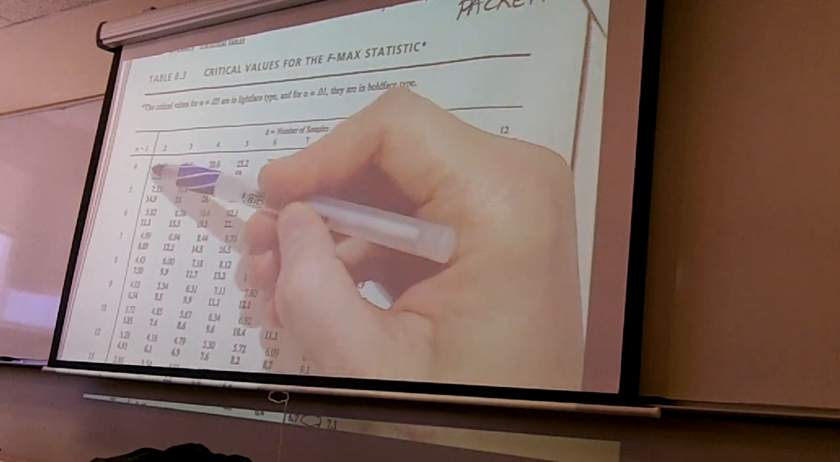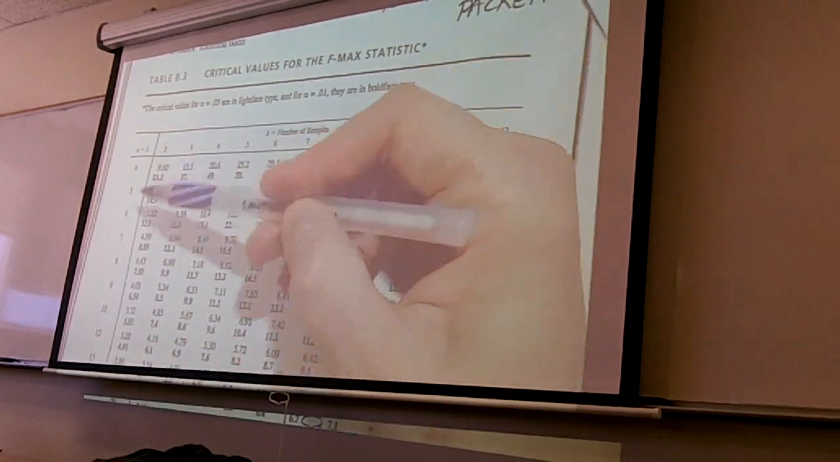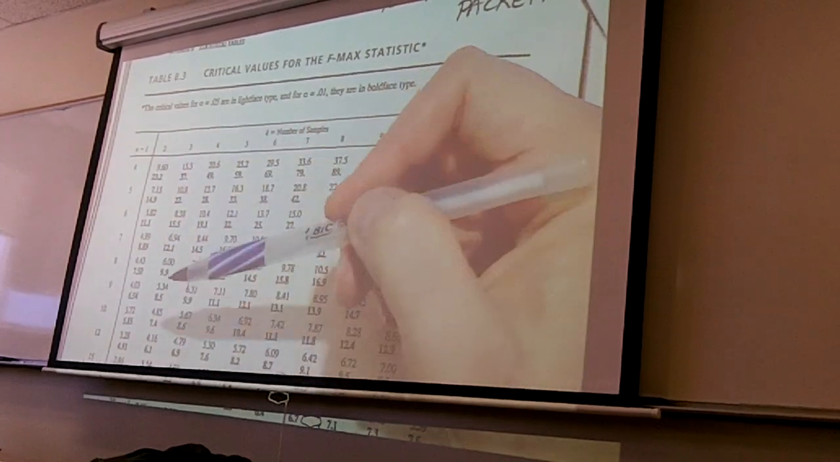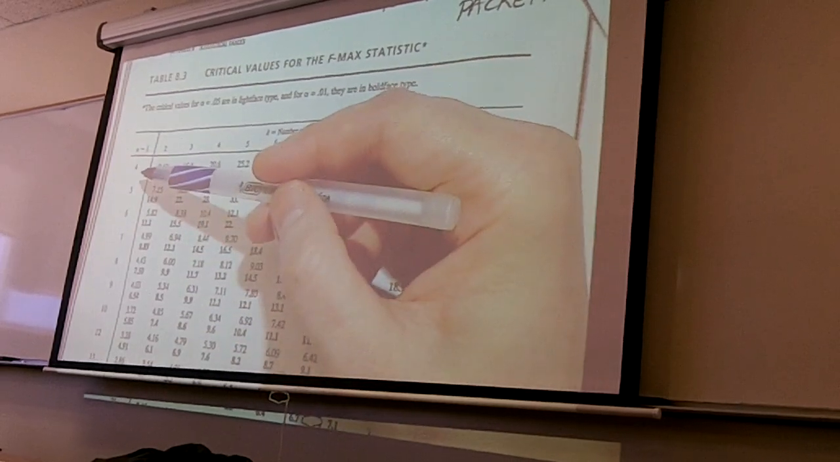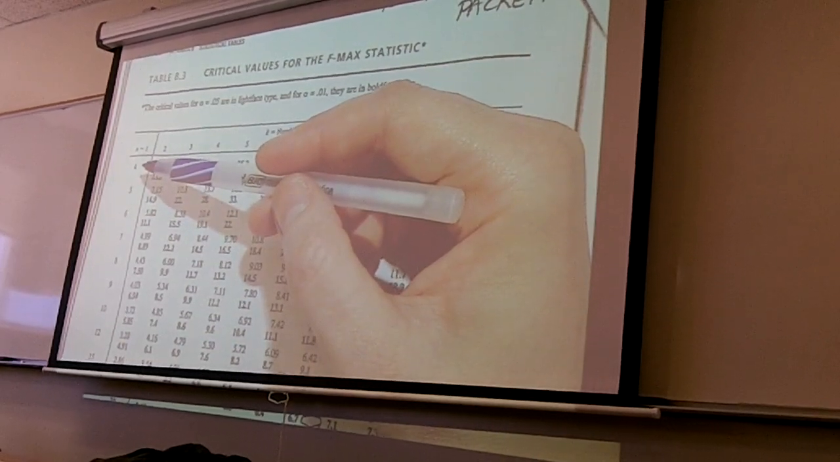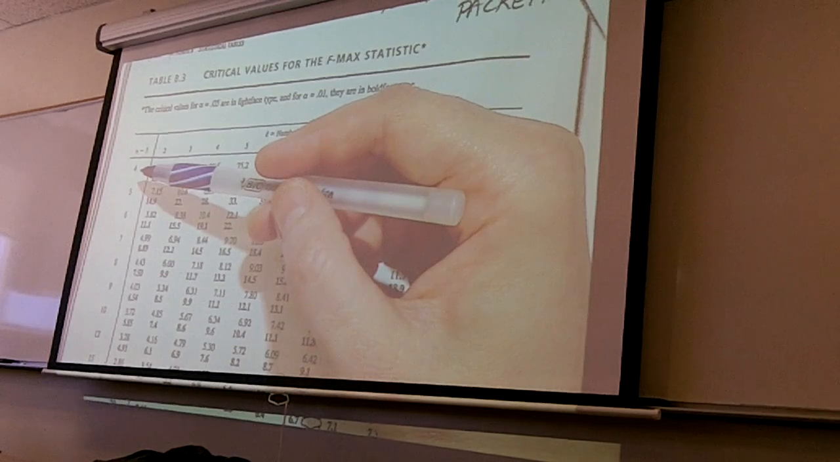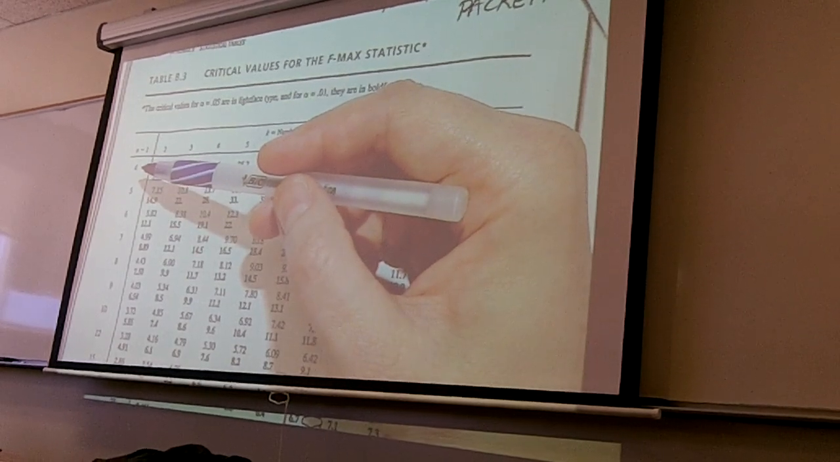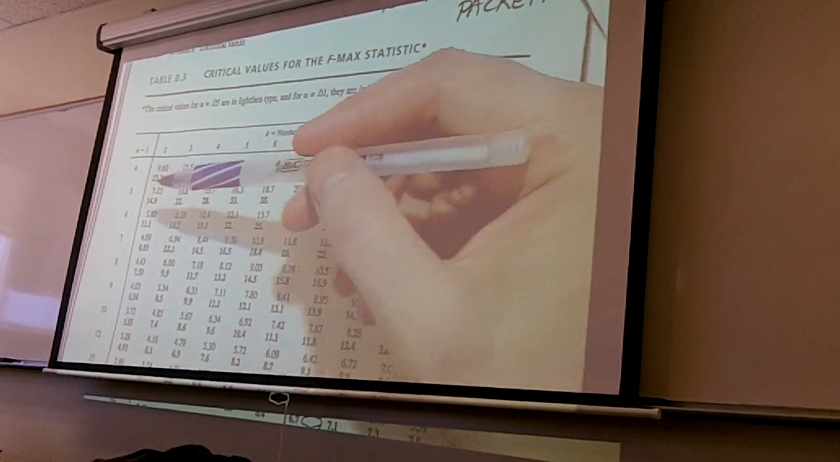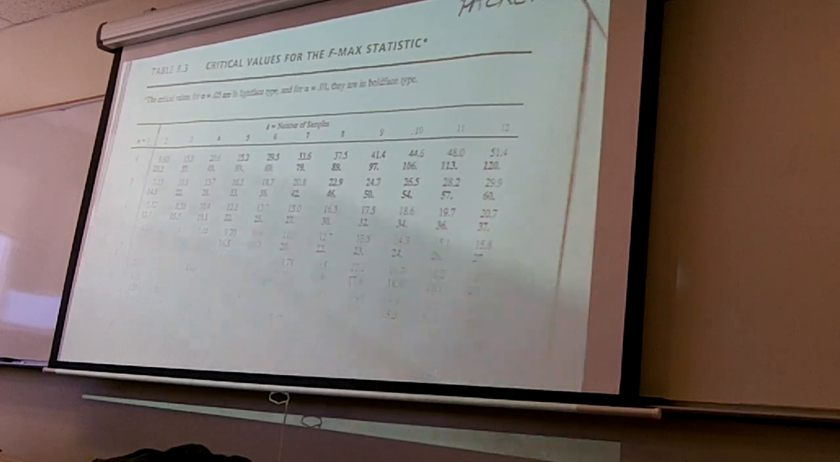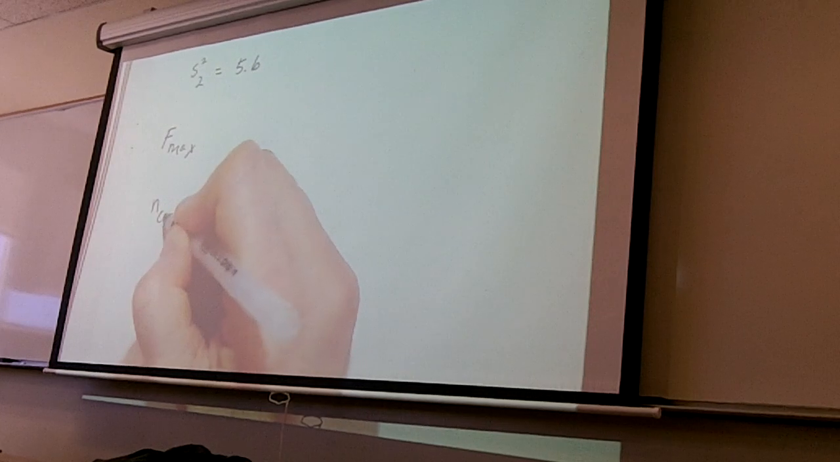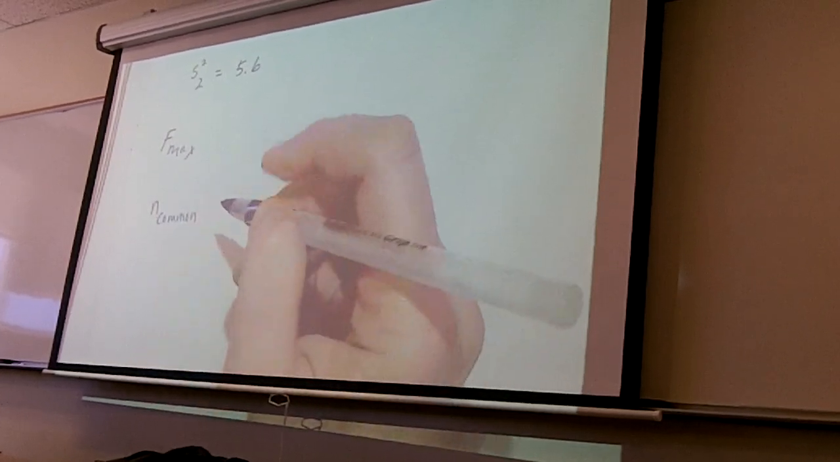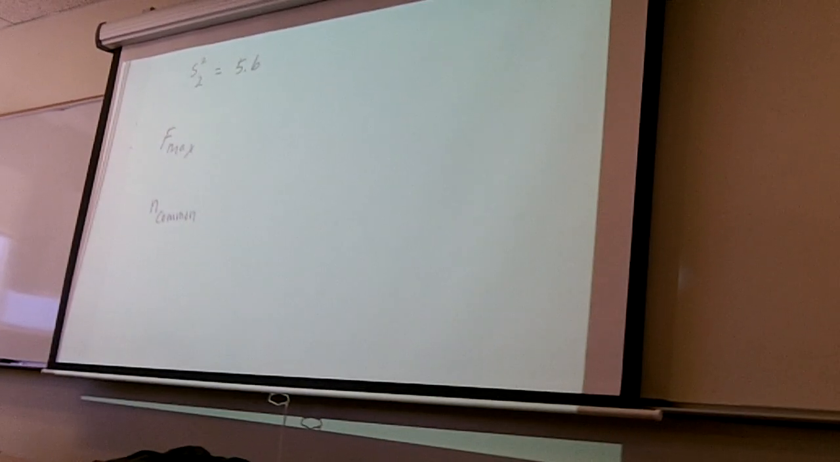So we're looking here, okay? Now we have to figure out this n minus 1 thing. This n is talking about the n common. And n common means it's the number that the samples have in common.